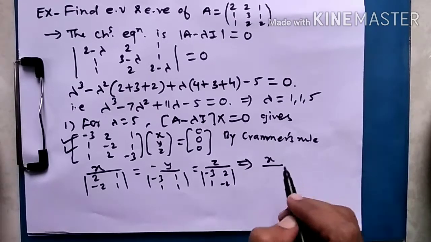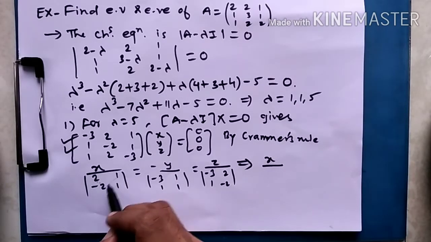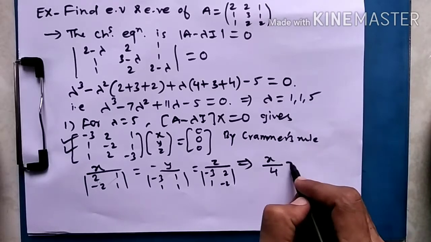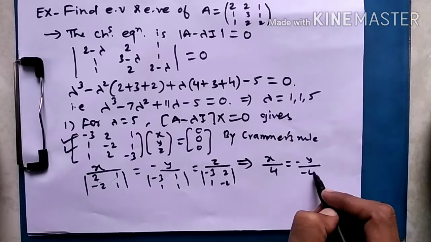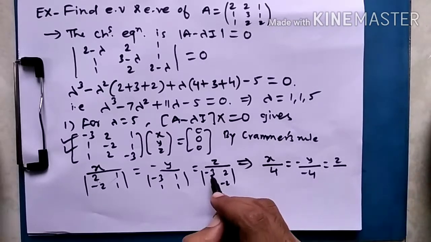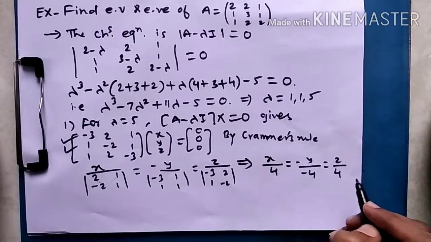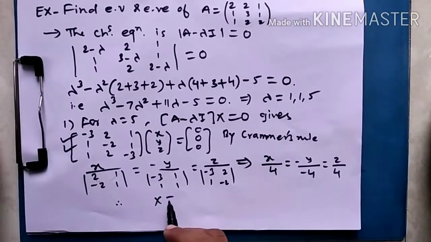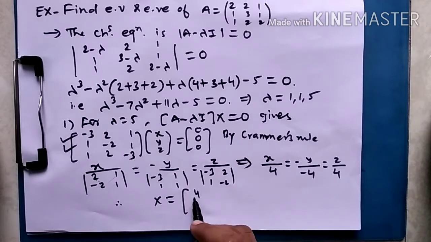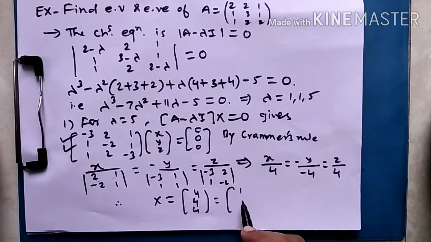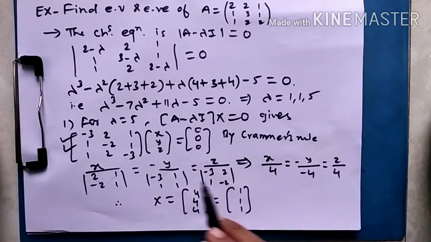So what is the answer for x? It is 2 minus negative 2, that is 4. Then for negative y, it is minus 3 minus 1, that is minus 4. And for z, it is 6 minus 2, again 4. So the required eigenvector is x, that is 4. Negative y is minus 4, means y will be plus 4 and z is again 4. And it is divisible by the common number 4. So the required eigenvector corresponding to lambda equal to 5 is 1, 1 and 1.